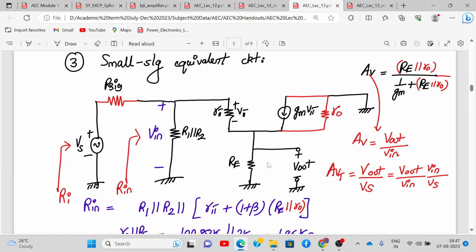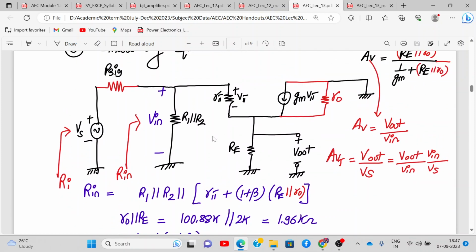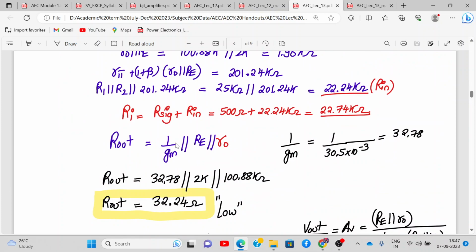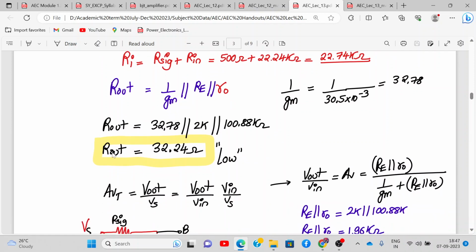So first calculate that. Before that we can calculate R in or Z in. So R in will be this formula. So calculate very carefully. Then R out will be this formula, 1 upon Gm parallel to Re. If RO is present, that will be in parallel. You got the values of R in and R out.